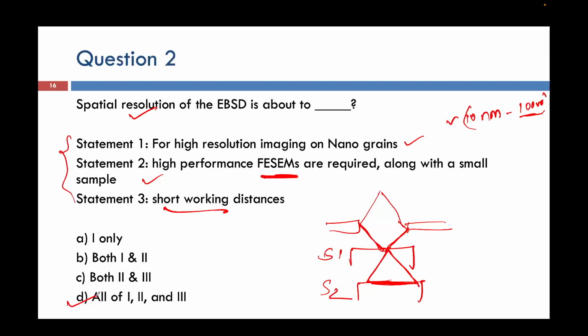High performance FESEMs are required because for nanograins the size will be on the order of nanometers, so we will need high performance FESEMs. And since a short working distance will give us a smaller probe diameter, that will also increase our spatial resolution.